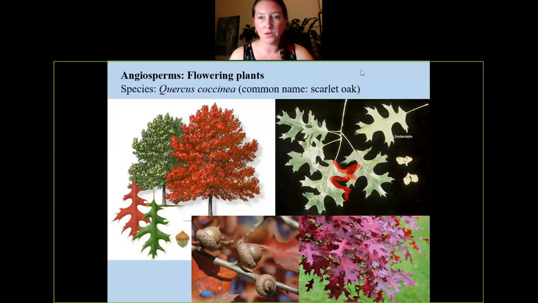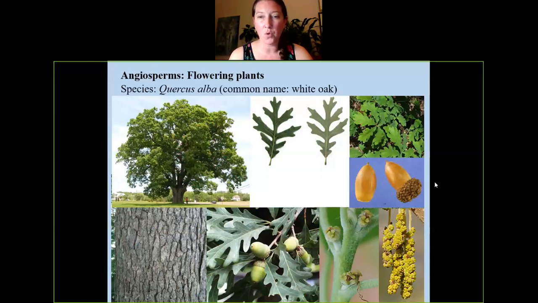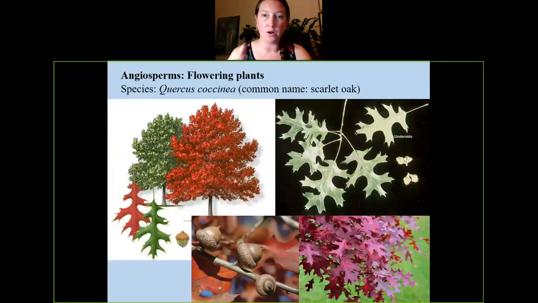So let's go back so you can compare. Here's the red oak, or sorry, here's a scarlet oak, very pokey. Here's the white oak, very round and smooth lobes. Scarlet oak, little pokies, right? Cool. Scarlet oak, because it's an oak, right?